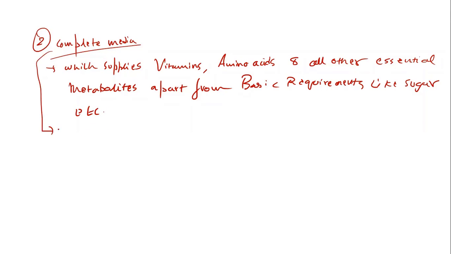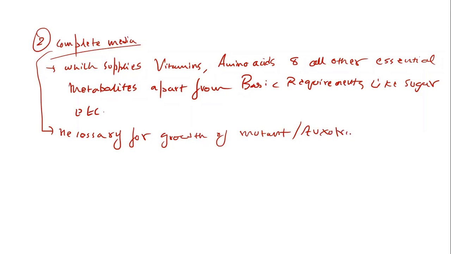So complete media is necessary for the growth of mutant strains, mutants or auxotrophs. So prototrophs or wild type, and mutants or auxotrophs, are the words that you have commonly heard about, right?